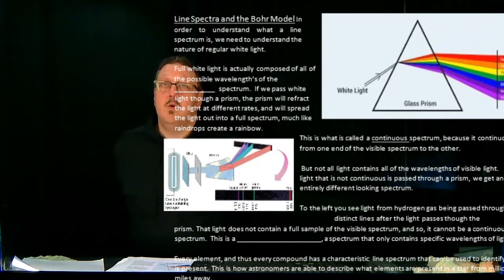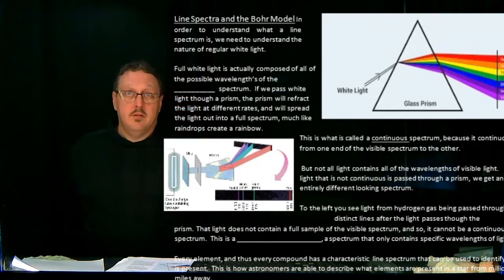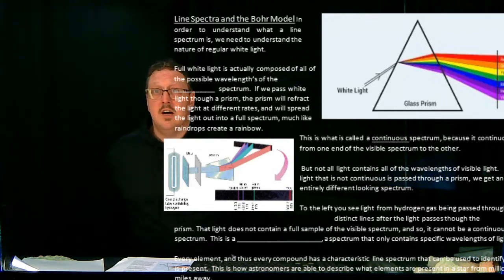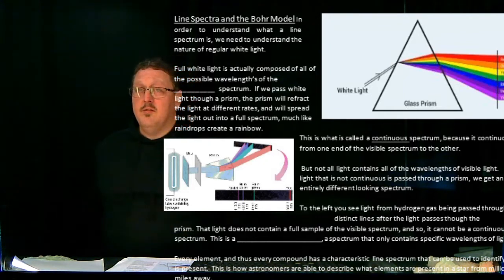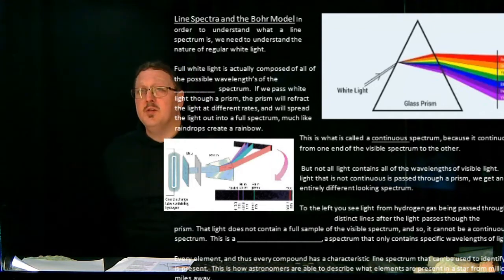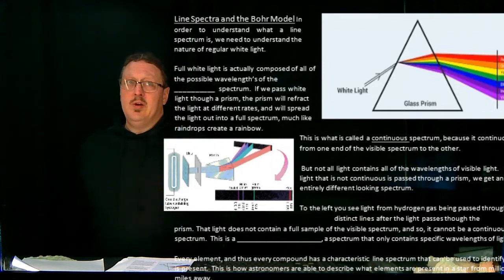Okay, so now we're going to talk about what a line spectra is and how that relates to the Bohr model of the atom, at least a little bit. To really understand the background for line spectra, we have to understand a little bit about white light and what we know about white light.